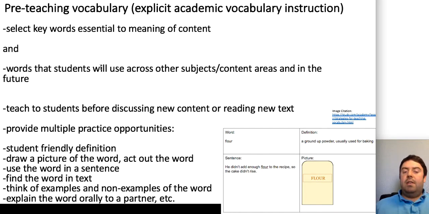All of these are ways to provide students with the opportunity of having several different exposures to a new word, thoroughly practicing that word, developing a knowledge of that word so that when they see it in their lesson, they understand what the teacher is saying.